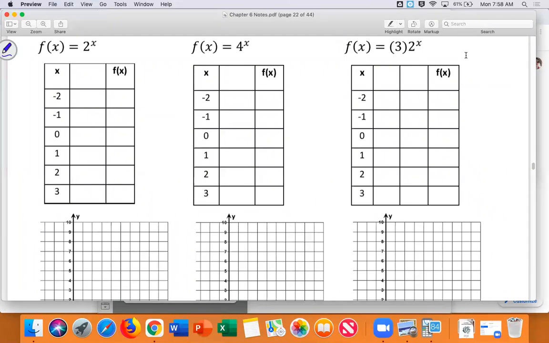All right, were you guys able to make any headway? Drew, were you able to complete any of the table? Okay, let's look at this.